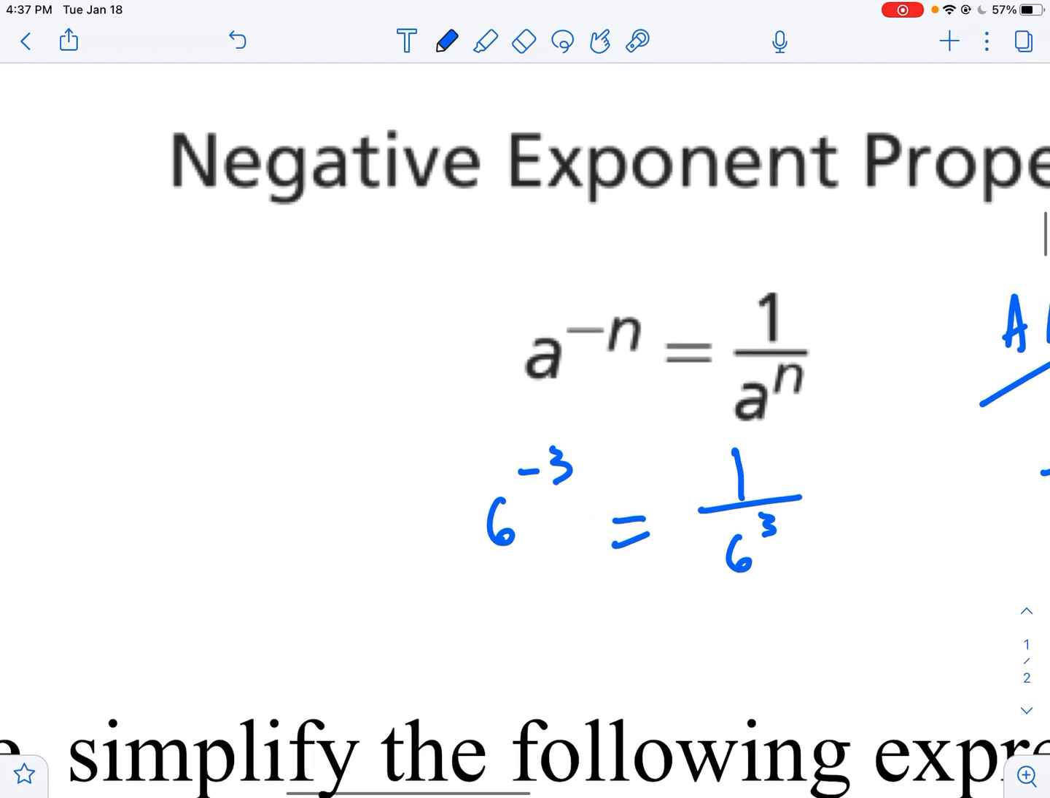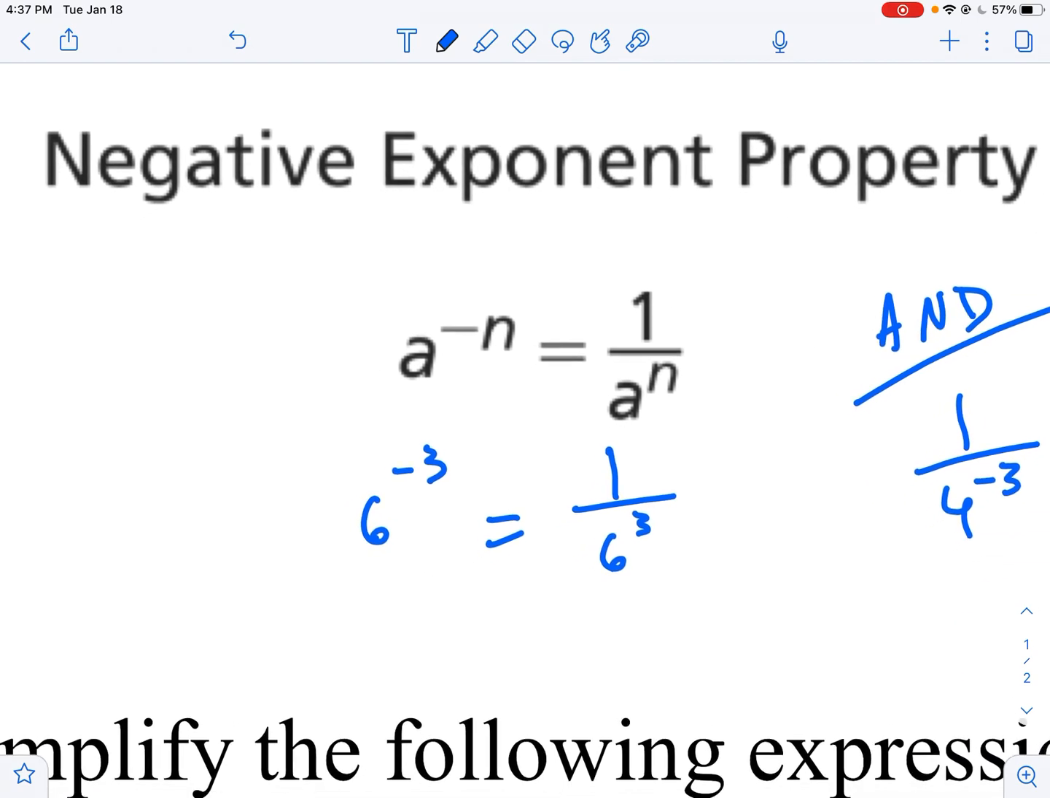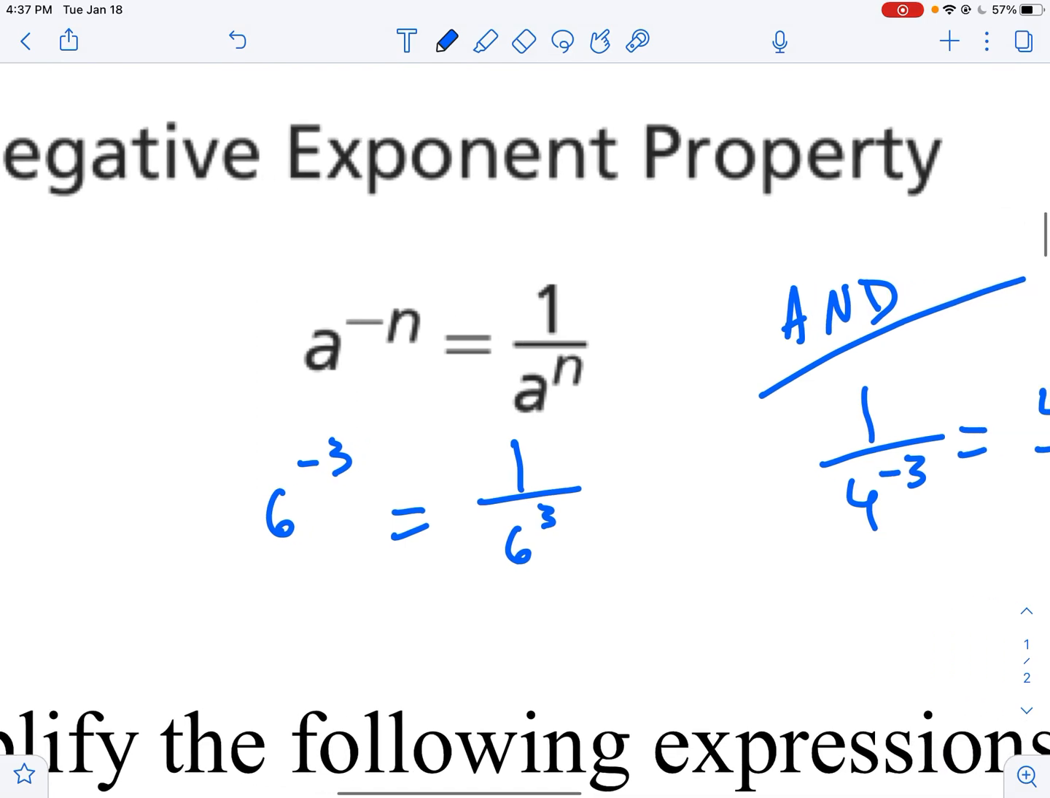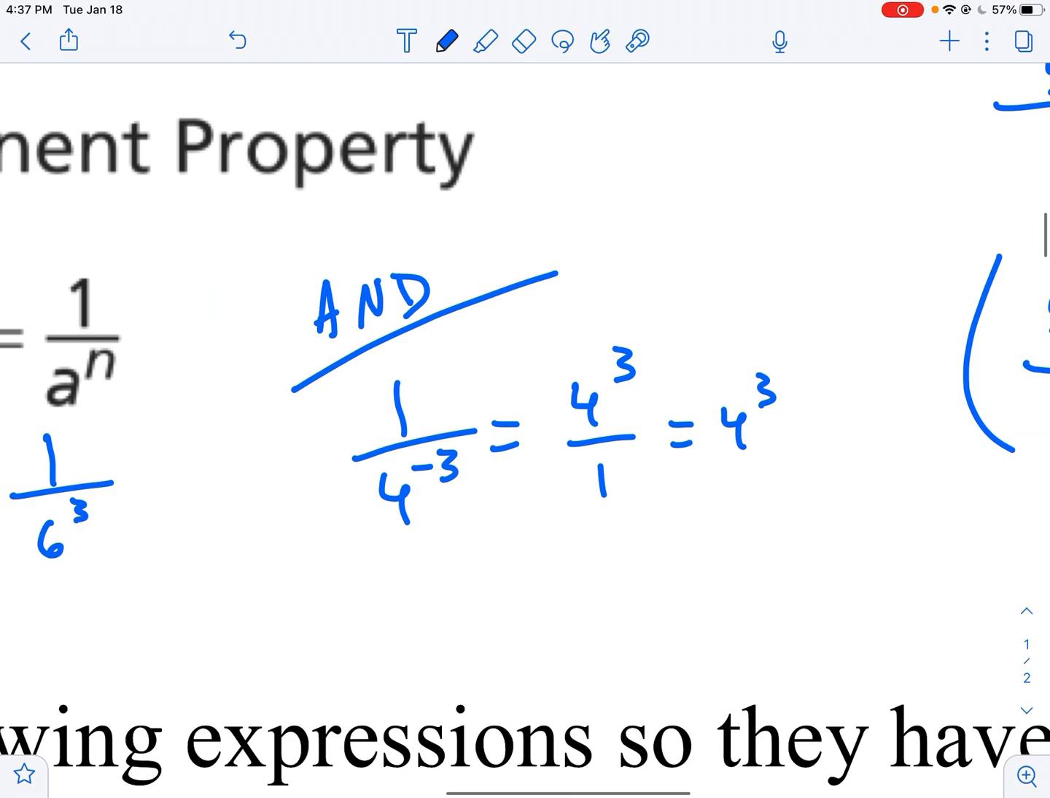Next property is the negative exponent property. With this one, if you have a base and it has a negative exponent, you can put that under 1 and change the exponent to be positive. So let's say I have 6 to the negative third. I can put that under 1 and it becomes 1 over 6 to the third power. And this is not on your notes, but the opposite is true. If it's already on the bottom of the fraction and it has a negative exponent, you can put it on top and turn the exponent to be positive. And that's going to come into play with what we're doing down below.